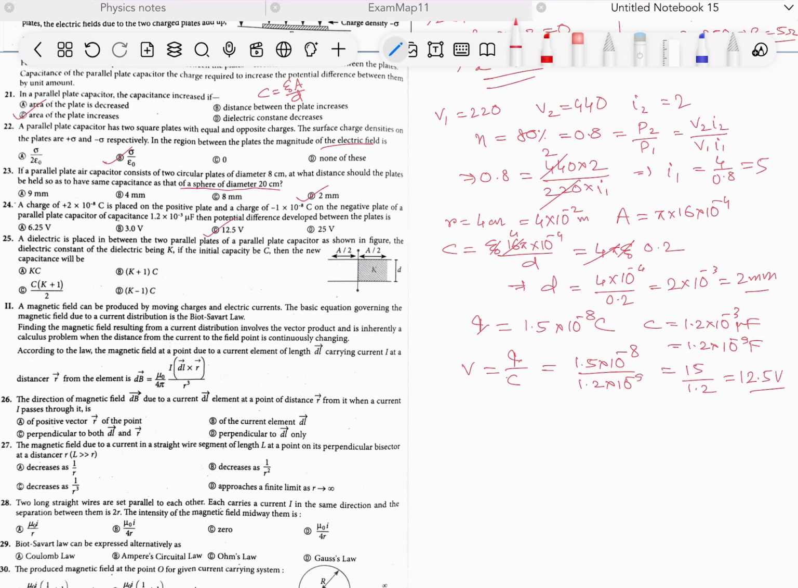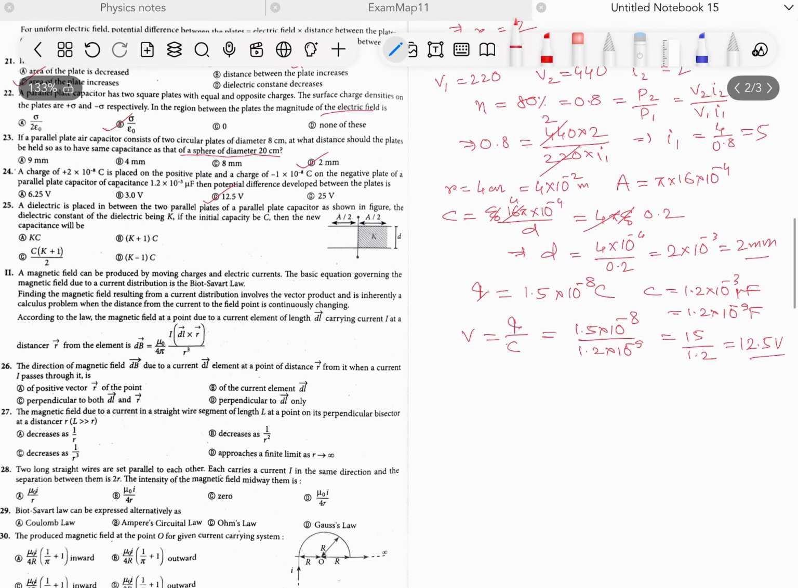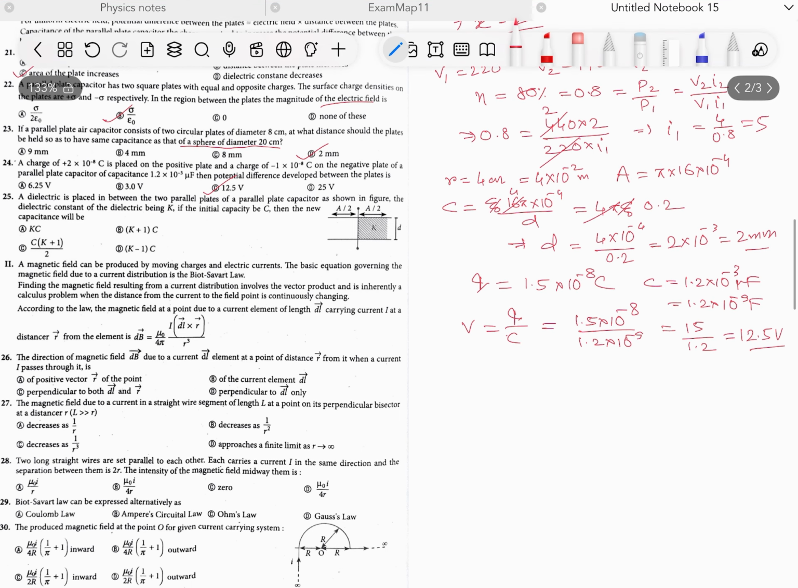Okay, now a dielectric is placed in between two parallel plate capacitor as shown in figure. The dielectric constant of the dielectric being K. If the initial capacity be C, then the new capacitance will be. So here it is basically two parts. Consider this one C1 and this one C2. So C1 will be epsilon 0 A by 2 by D, means C by 2, and C2 becomes K epsilon 0 A by 2 by D equal to KC by 2.